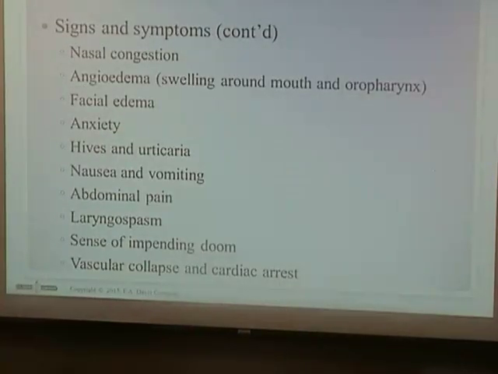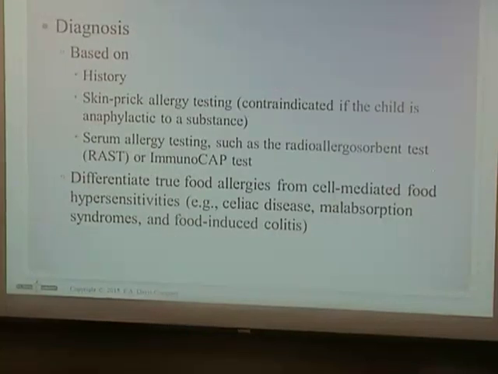All these things, swelling around the nose and the face, anxiety. Why would they be getting anxiety? Because they can't breathe. It all revolves around the swelling, around the can't breathe. Hives and urticaria are systemic issues. Never seen anyone with nausea and vomiting from anaphylaxis, but okay. Abdominal pain, laryngospasm, sense of impending doom comes along with the cardiovascular collapse, I would say.